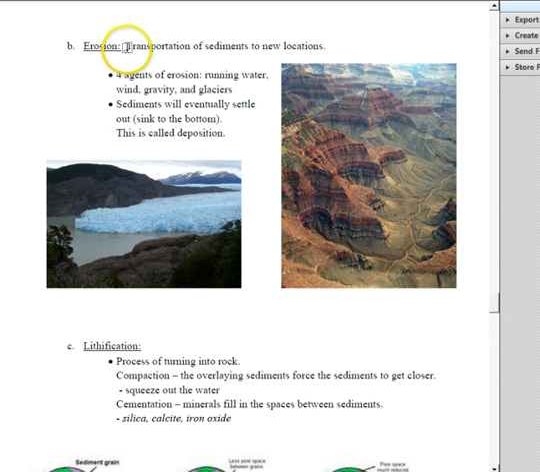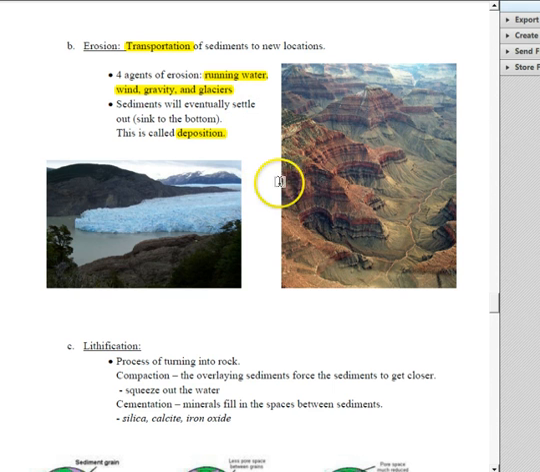Erosion is the transportation of sediments to a new location. So remember, weathering was the breakdown, erosion is the transport. We can transport sediments in 4 different ways. We can have running water do that. We can have wind, gravity, or glaciers do that. Okay, so depending upon the area, we're going to see transport due to these things. Eventually, those sediments will settle to the bottom, okay, and that's called deposition. So in review again, weathering is the breakdown, erosion is the transport, and deposition is when those sediments will sink to the bottom.